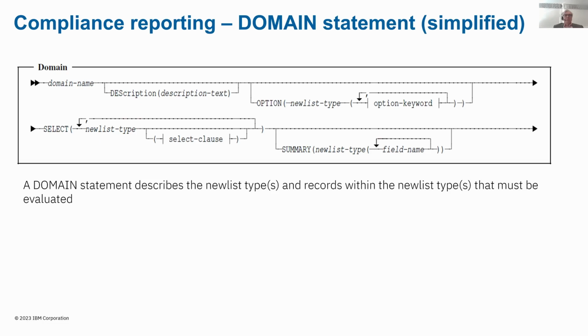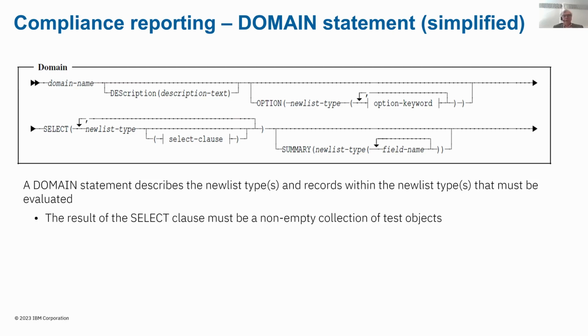Then the next piece in the compliance framework is defining domains. So domains is about defining which objects your goals should apply to. So for the domain, you can give a name and a description and so on. But the most important part of it is the select statement, where you select the object type and a selection clause.